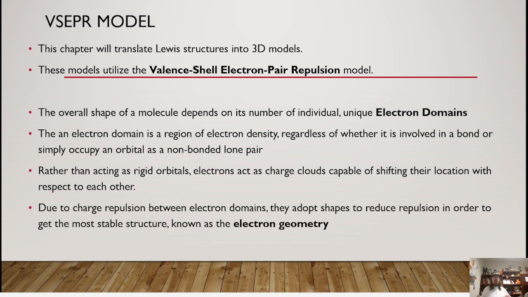Now, due to the charge repulsion, the basic idea that electron clouds repel each other, these molecules will adopt shapes that reduce the total amount of repulsion in order to get the most stable structure. And this stable structure, based on the maximum distance apart, based on the electron domains, and only the electron domains, is called the electron geometry. So when we're looking at just the electrons in their pairs, it's the electron geometry.